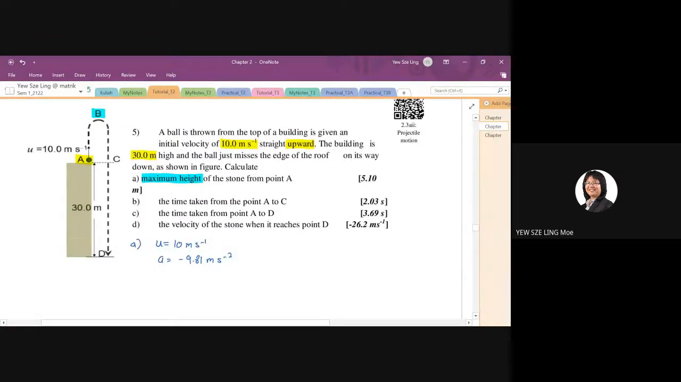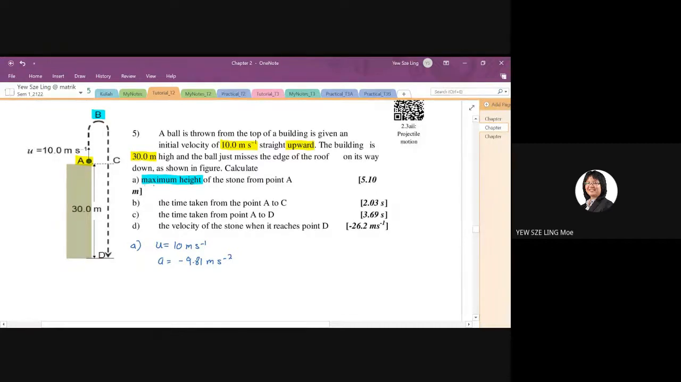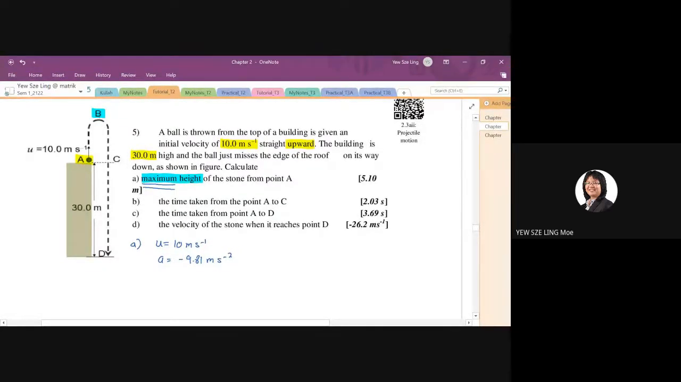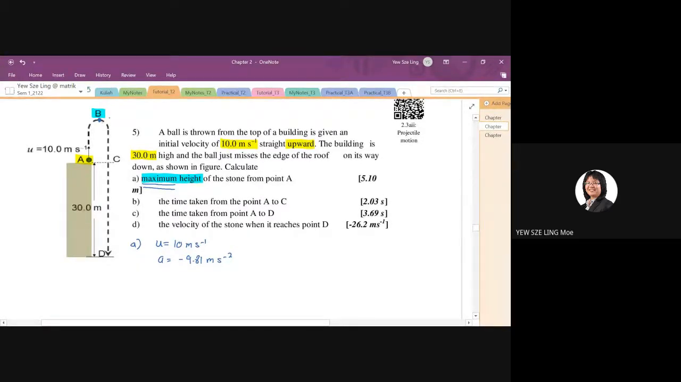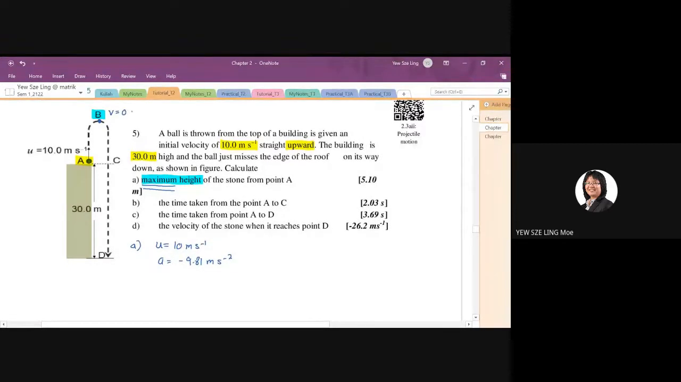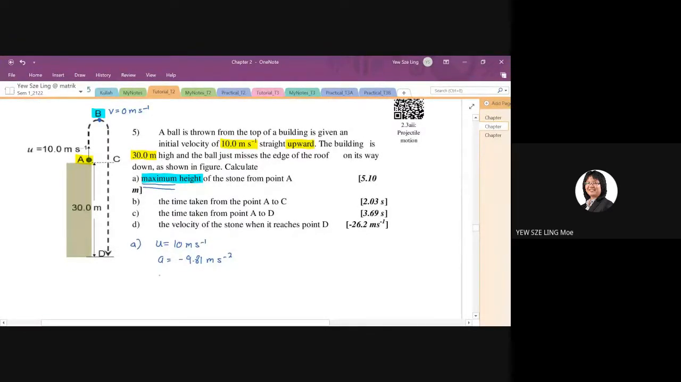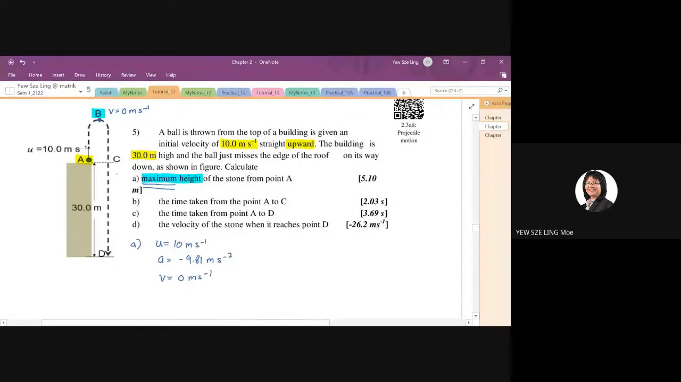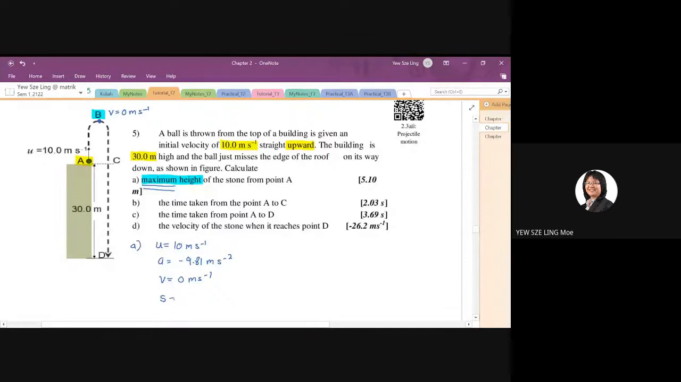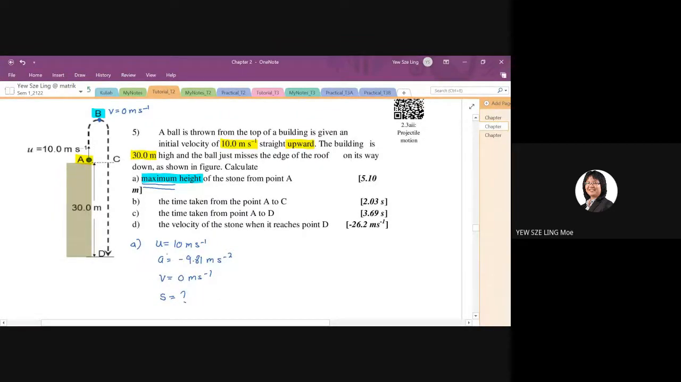Now, if you look at question A, the keyword again is maximum. So what happens at maximum, which is point B? At maximum, the object will stop for a moment before it changes its path. Therefore, we can assume v equals 0 ms^-1. So now you have three known variables, and the question is asking for the maximum height, which is s, the unknown. You have enough information: three known variables with one unknown, four variables. This is enough for you to choose which equation to use.